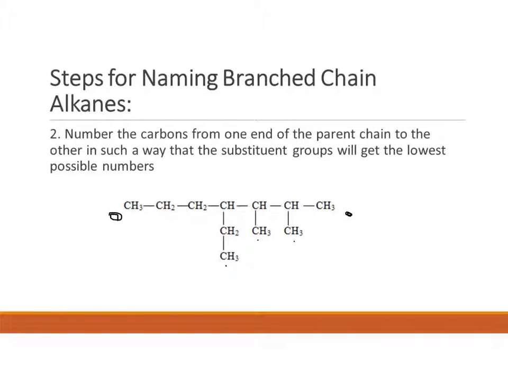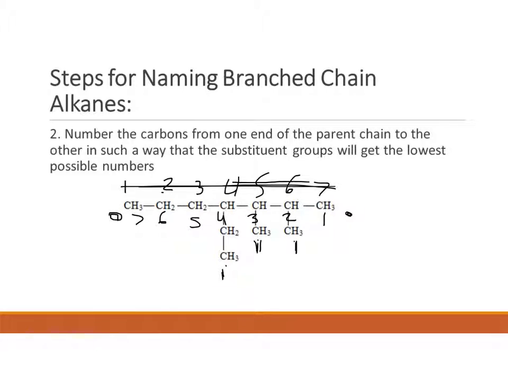So if we were to start at this end, we'd have 1, 2, 3, 4, 5, 6, 7. The branches are occurring on carbon 4, carbon 5, and carbon 6. If we were to number in the opposite direction, 1, 2, 3, 4, 5, 6, 7, now they're on carbon 2, carbon 3, and carbon 4. 2, 3, and 4 is obviously lower than 4, 5, and 6, so we don't want to use the top one, we want to use the bottom one.